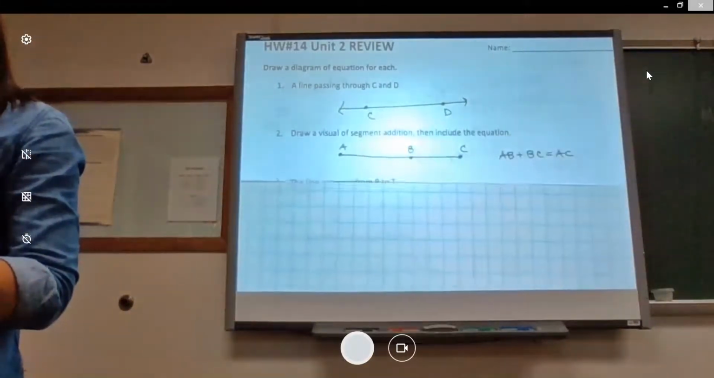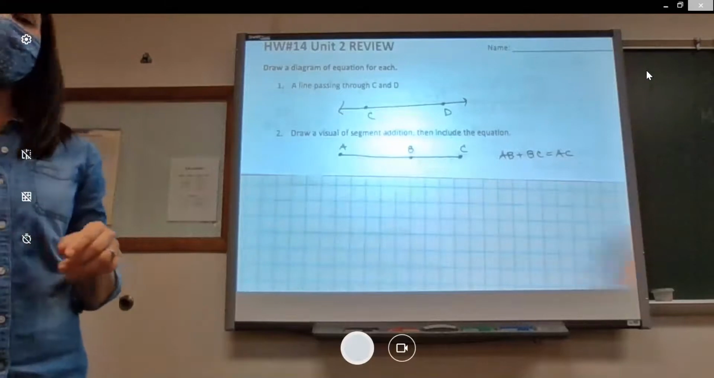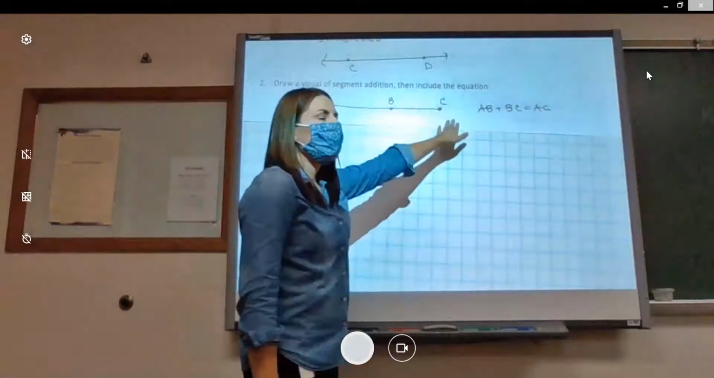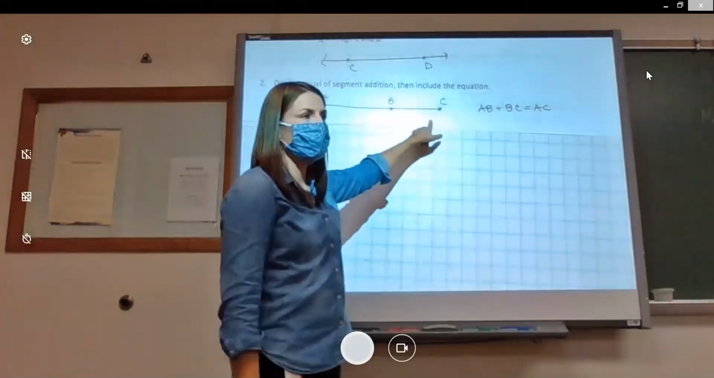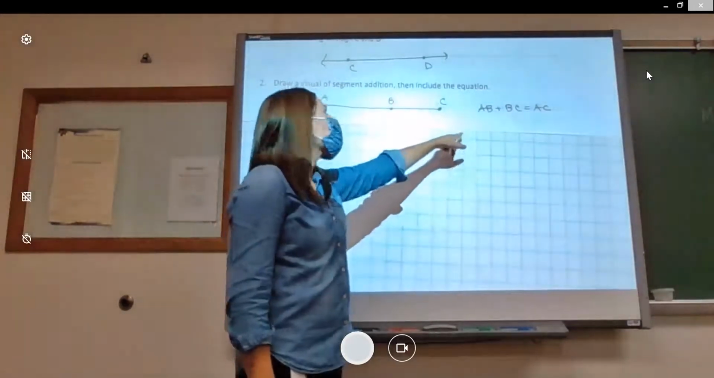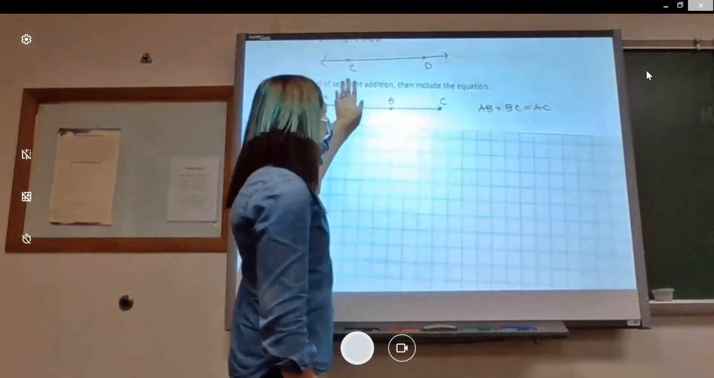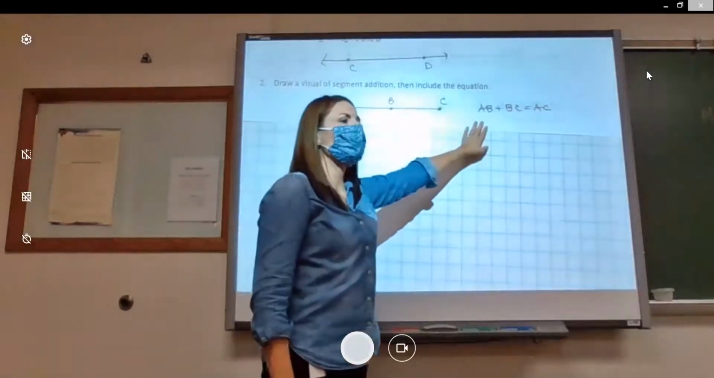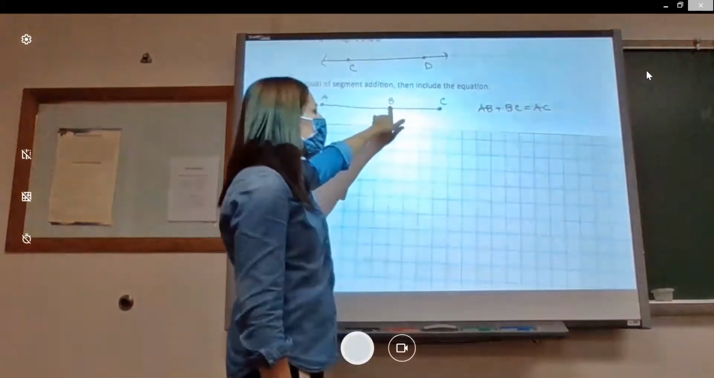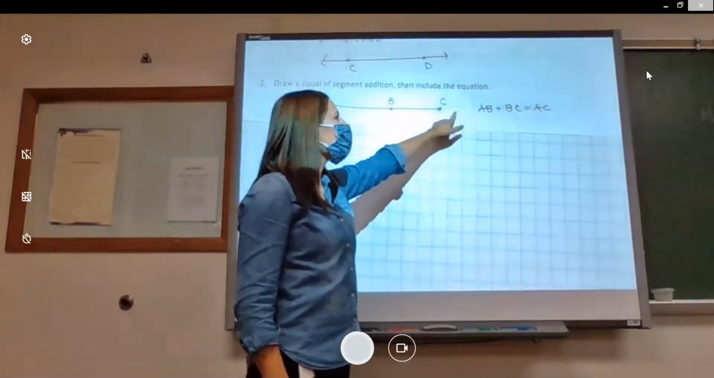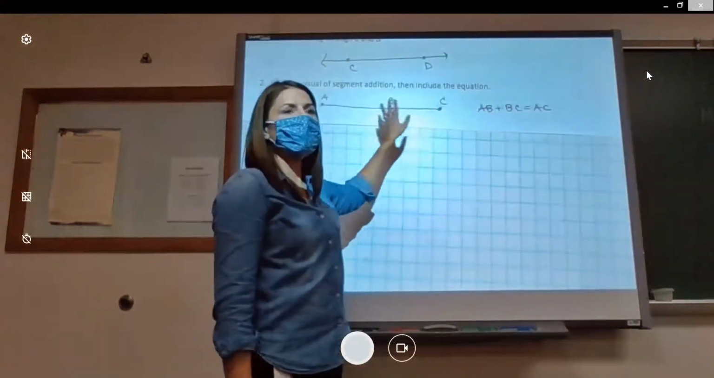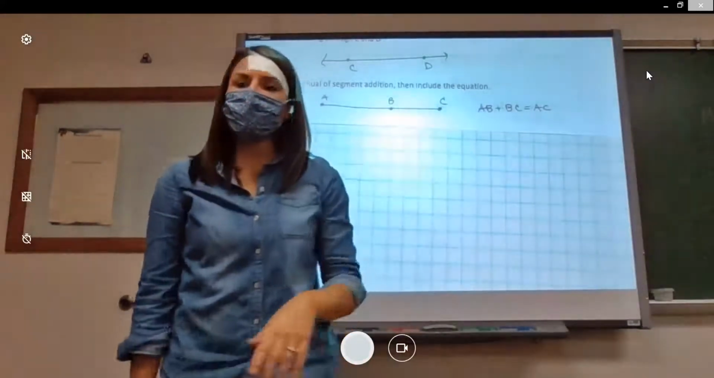2 says draw a visual of segment addition and include the equation. So we haven't really been asked that question before. That just means have a segment that has some parts inside of it. So I just drew a segment A, B, and C. So here's a visual for segment addition where this would be the equation for segment addition. Where I'm saying this part AB plus this part BC equals the whole segment AC. Okay, so I'm just kind of giving an example of what segment addition looks like.